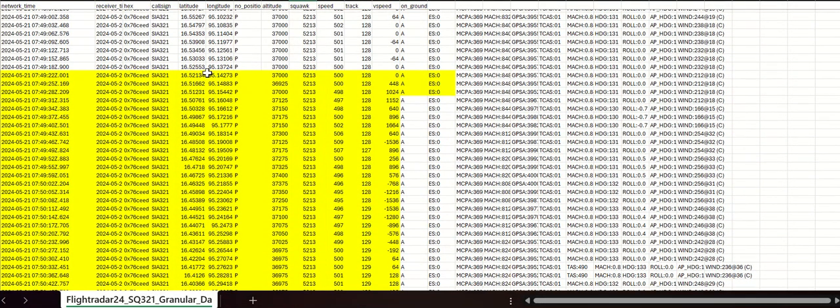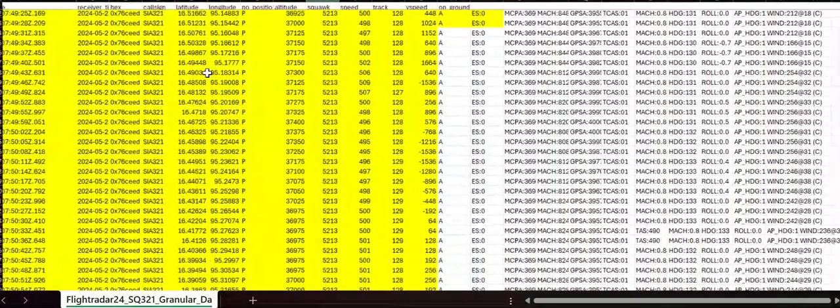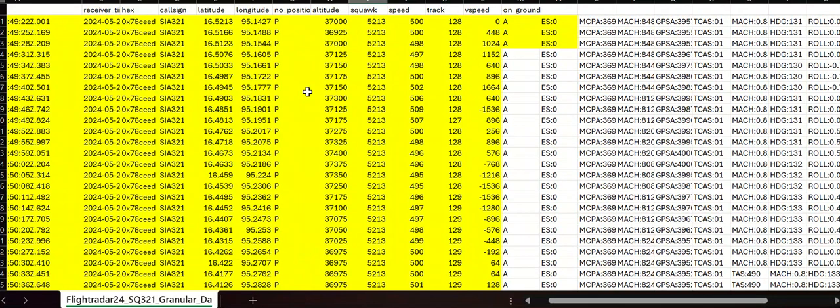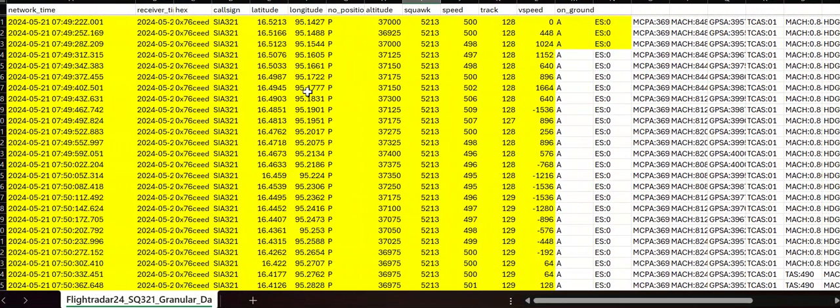Hello, friends. We are trying to study the data here of flight SQ321, the Singapore Airlines flight, which encountered very severe turbulence. This is the data from the Flightradar website. They have published the data, and irrespective of whatever the news is telling, we'll just try to read this data.